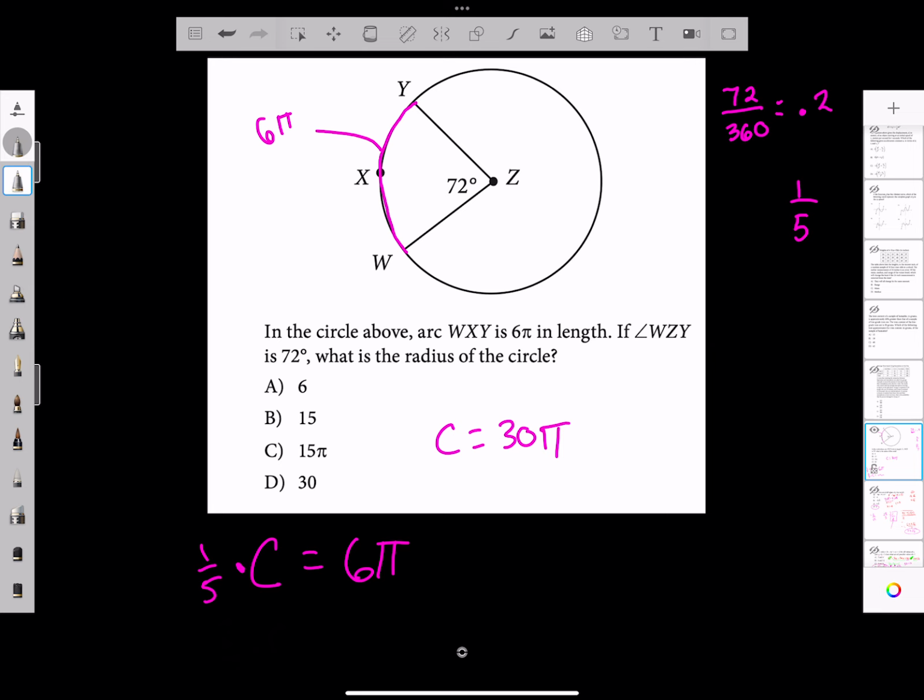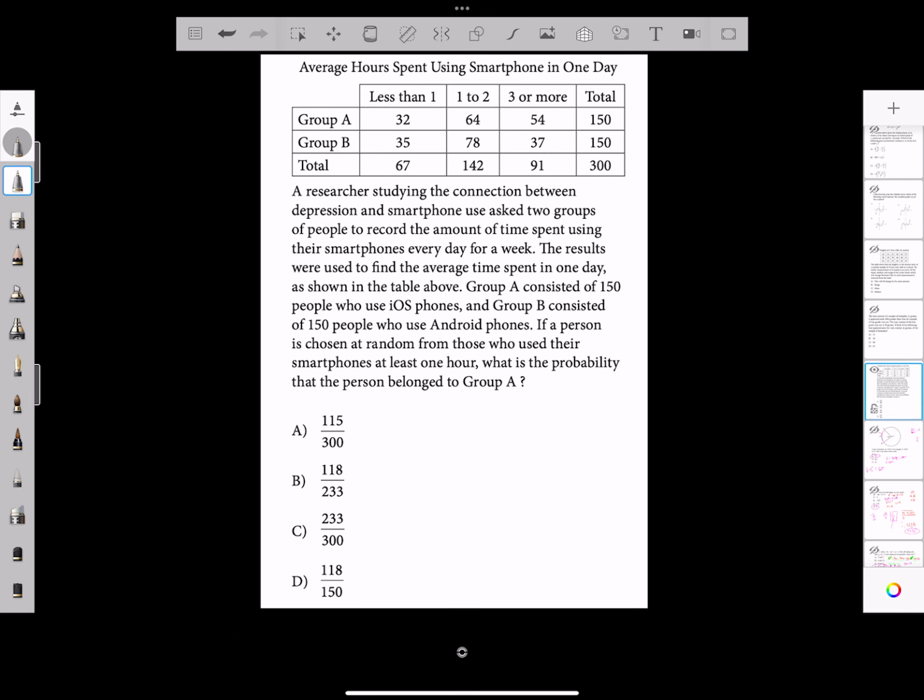Okay, so we know the circumference is 30 pi, and on the equation sheet on the front of the SAT, you know that circumference equals 2 pi r. So we'll set this equal to 2 pi r. The pi's cancel, and we get the radius is just 15. All right, pause the video and give it a go.